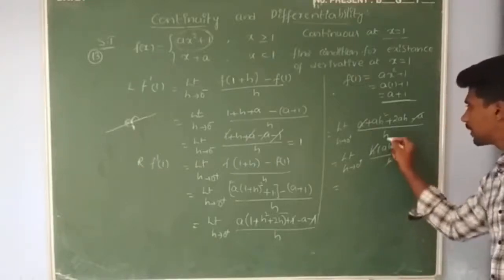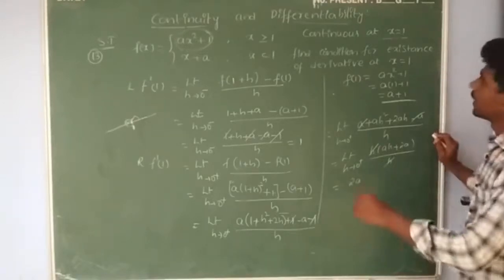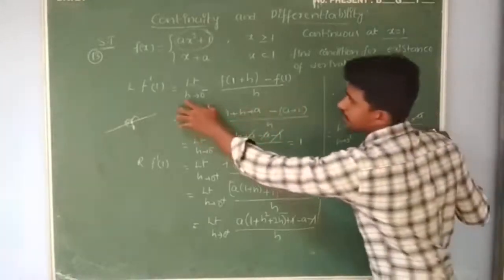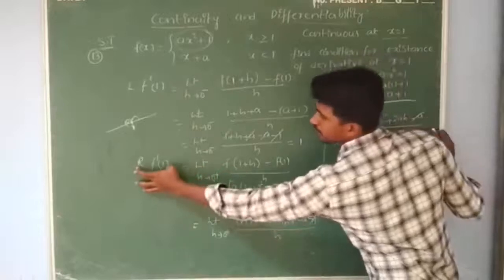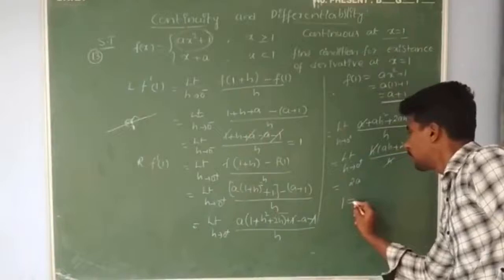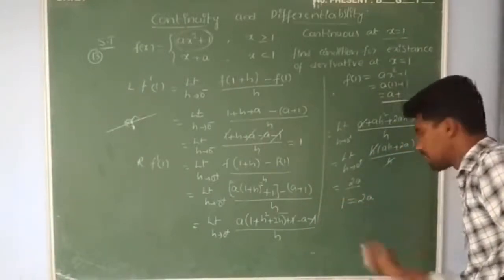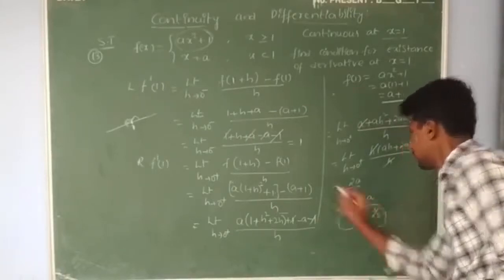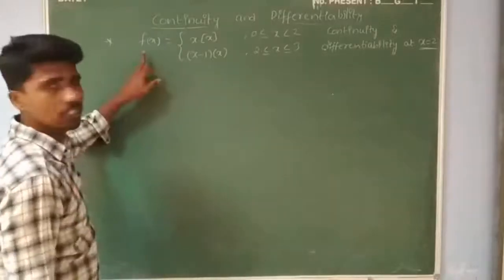Substitute h value 0, then this becomes 0. I am getting 2a. So for its derivative to exist at x equal to 1, left derivative should be equal to its right derivative. So left derivative is 1. 1 should be equal to its right derivative, which is nothing but 2a. Therefore, the value of a equals 1 by 2.